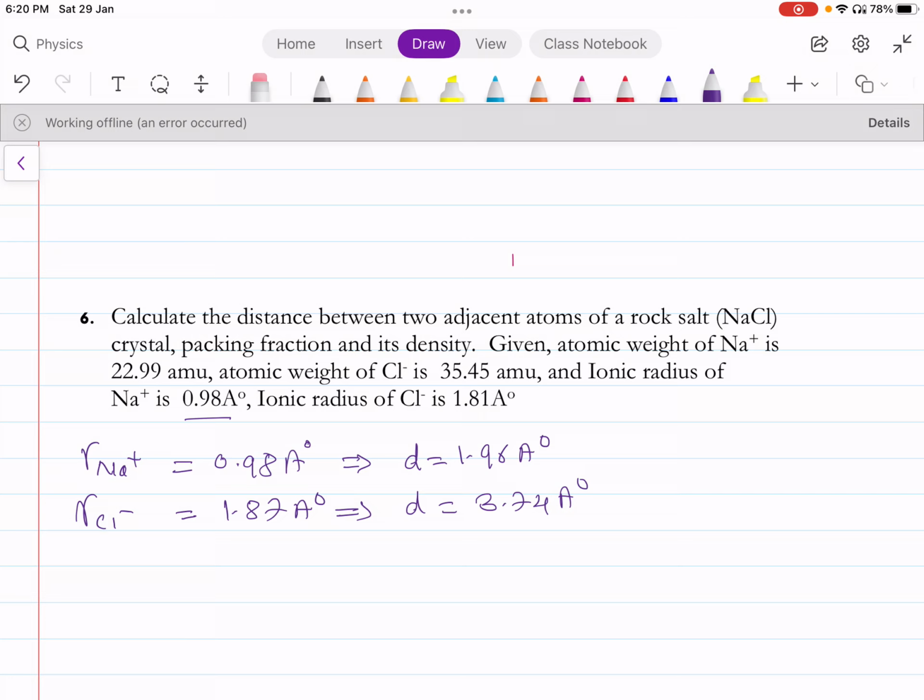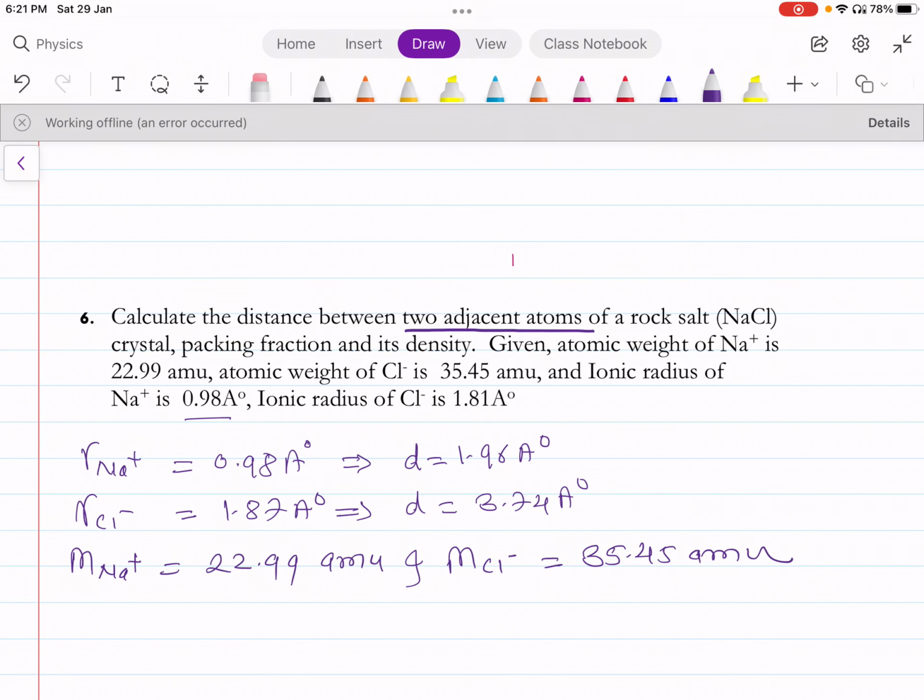In addition to that, atomic weight of sodium is given, which is equals to 22.99 AMU, and atomic weight of chlorine is given, which is equals to 35.45 AMU. So these are the given quantities. And what we have to find is the distance between two adjacent atoms.